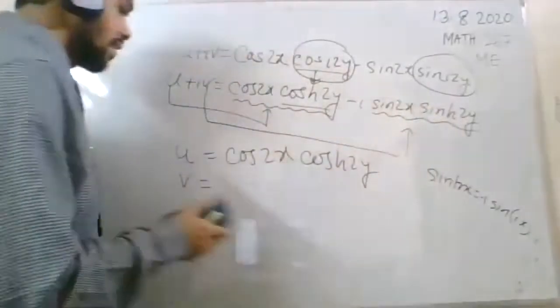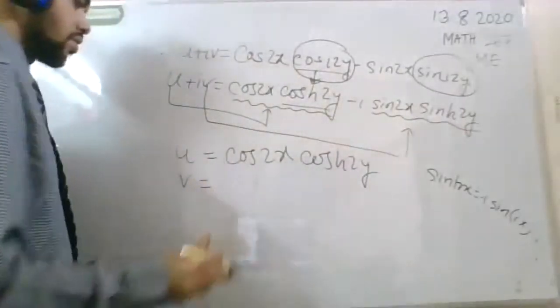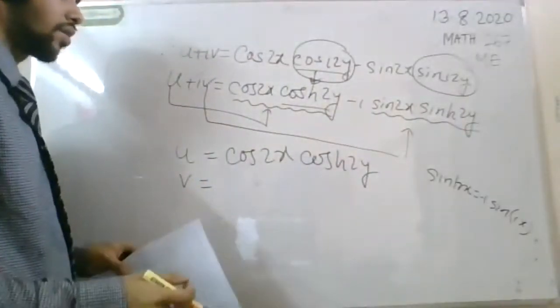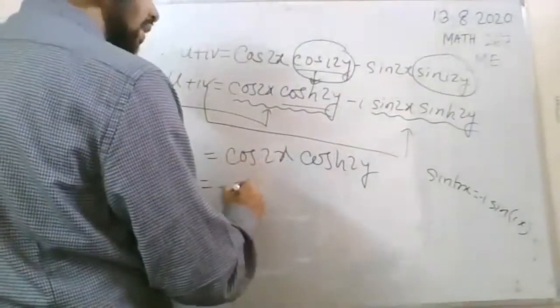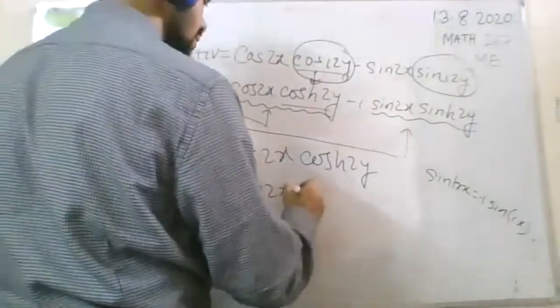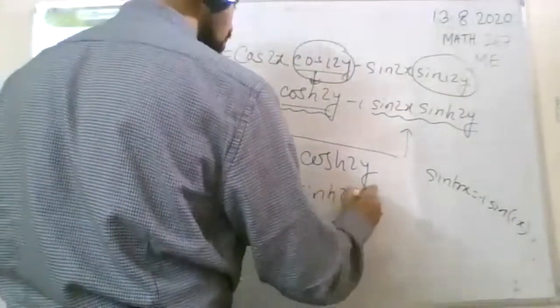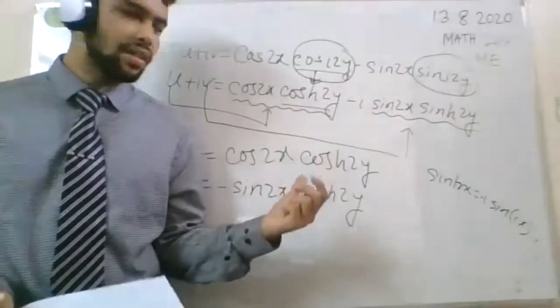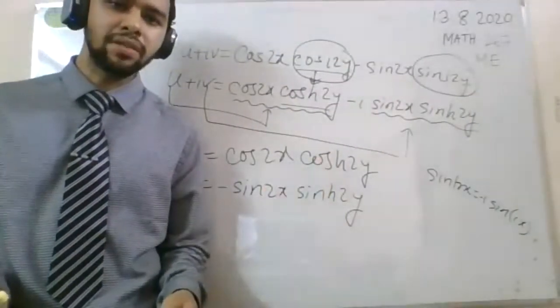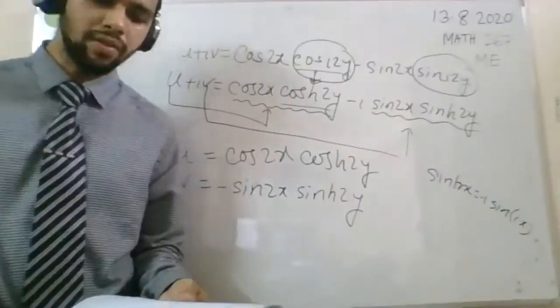Now here u equals cos 2x cosh 2y, and v equals minus sin 2x sinh 2y. And after that, differentiate u and v with respect to x and y, and then just satisfy your Cauchy-Riemann equation.